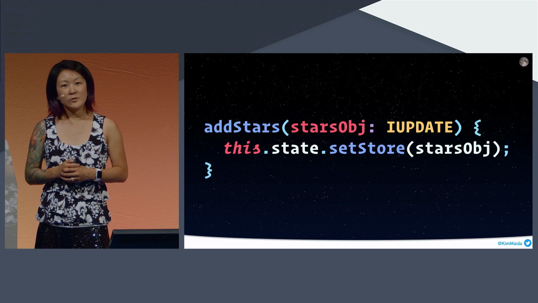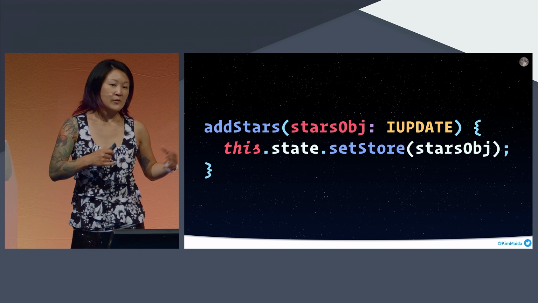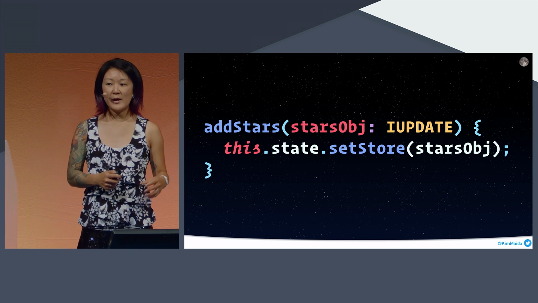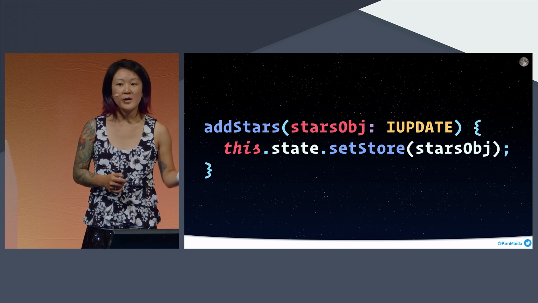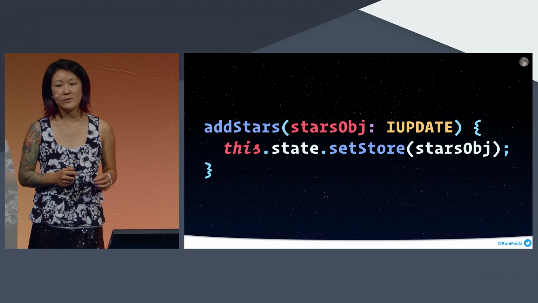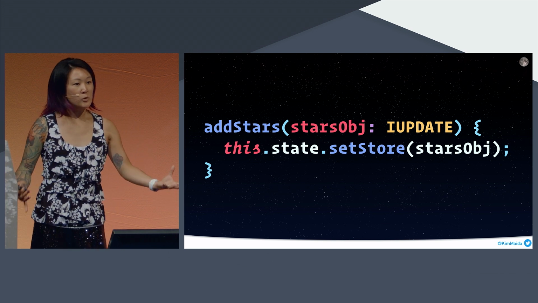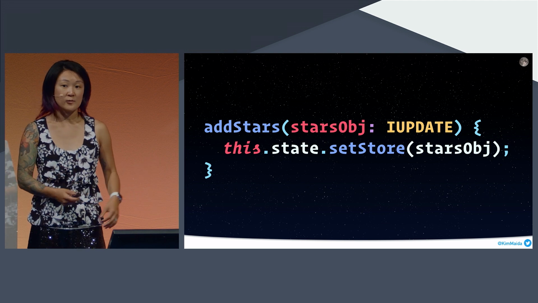Now, the next thing I want to do is set expectations for how my application interacts with the store. This is actually business logic. As you can see, I've explicitly called this add stars. It expects a stars object. It's going to run that state setStore method with that stars object, and it makes basically a rule in the application of this is how you use this.